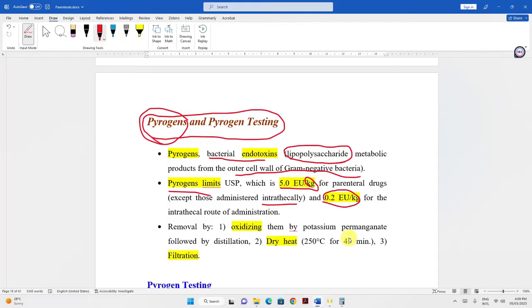Also, if you have a container, you can wash it. If you have, let's say, water that is free from pyrogen, you can wash this glass container with water that is free from pyrogen, and your container then will be free from pyrogen. But how do we test whether there is pyrogen or not?